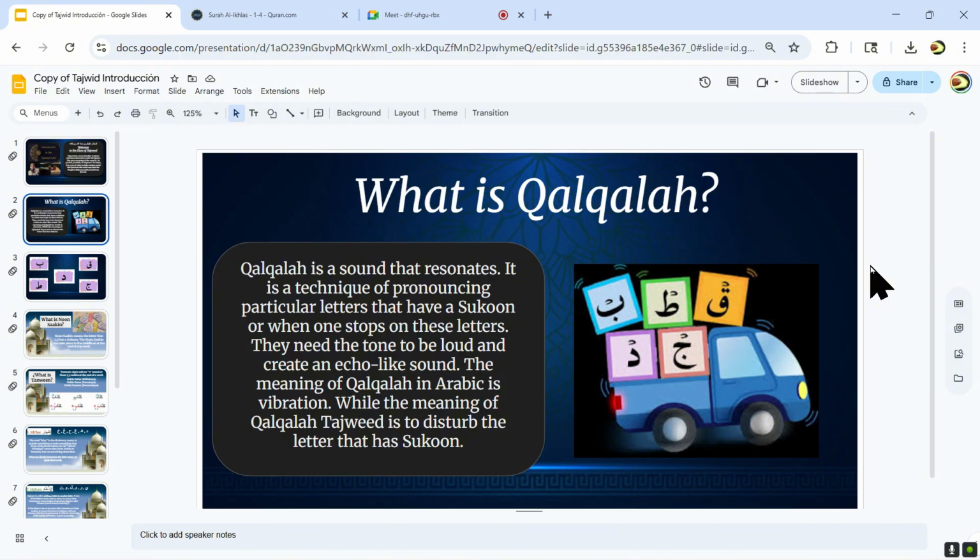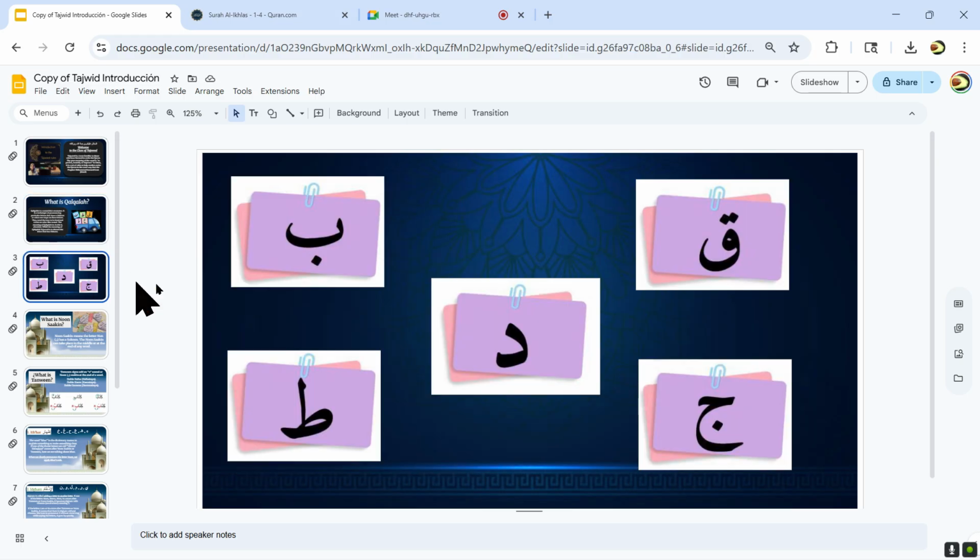So when you say bounce, you mean like vibrate in a way, like make it very specific, emphasize on the letter. And I'm about to get to the examples. You let me know if you got these 5 written down. Qaf, ba, dal, jim, ta.